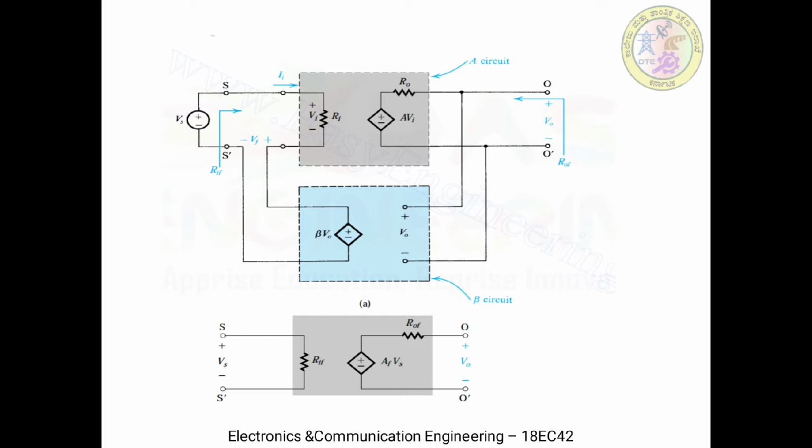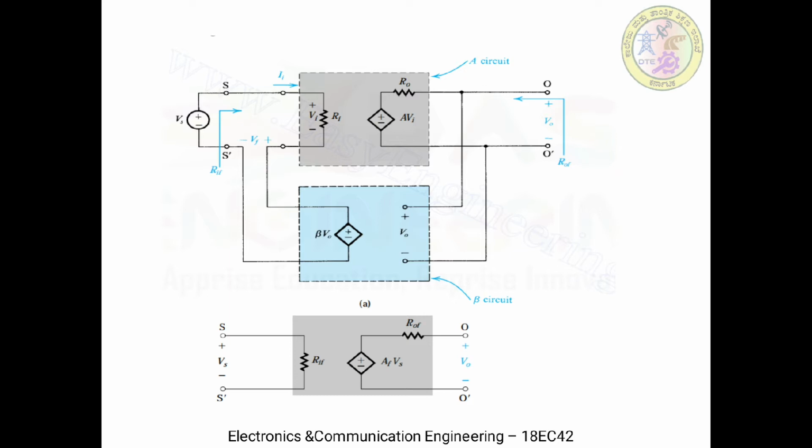Now for that, we will split this entire operation into two parts. In the first part, we have an open loop amplifier circuit, which is nothing but the A circuit, and there is an ideal voltage mixing and voltage sampling feedback network, which is nothing but the beta circuit. Now you can see from the diagram, in the A circuit, we have the input resistance Ri as well as the output resistance R0.